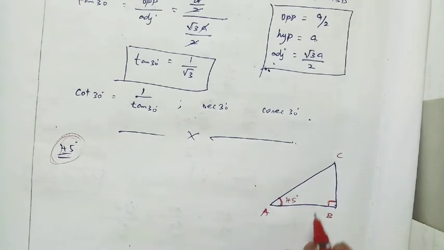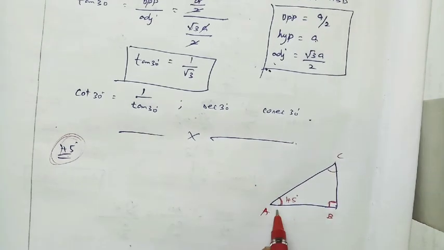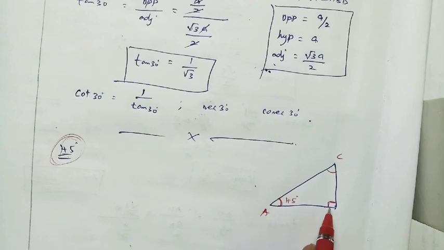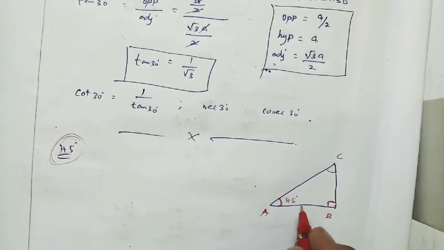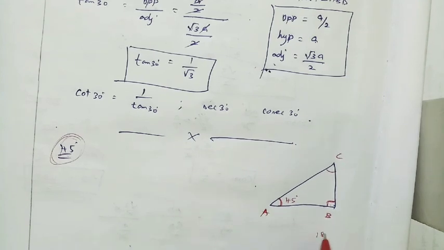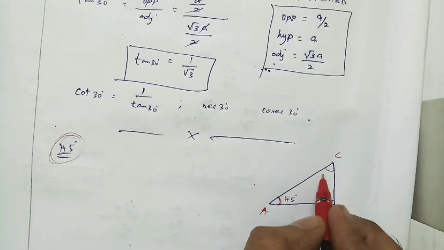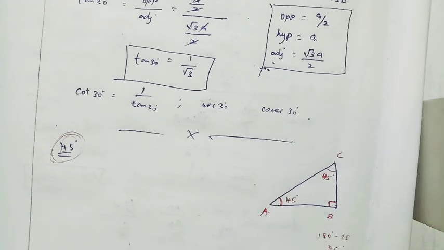Now I am asking, what is angle C? Angle A is equal to 45 degree, and angle B is 90 degree because it is a right angle triangle, right angle at B. So what is angle C? By using the sum of angles of a triangle property, the sum is equal to 180 degree. 90 plus 45 is 135, and 180 minus 135 is 45 degree. So angle C is nothing but 45 degree.